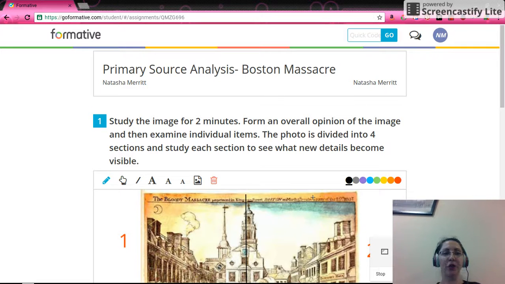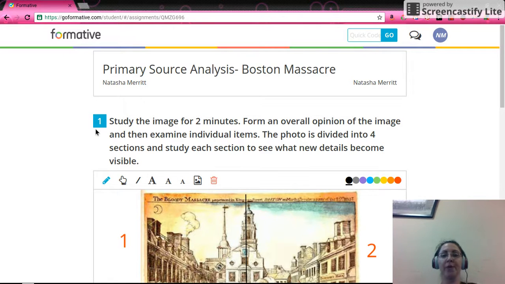Okay, today we're going to be looking at how to analyze a primary source document, in particular an image. Today we're going to be working with Paul Revere's engraving of the Boston Massacre. On the formative document, it says for step 1, to study the image for 2 minutes, form an overall opinion of the image, and then examine individual items.